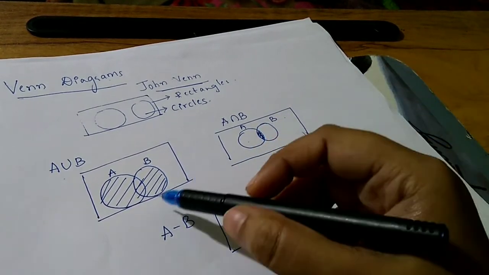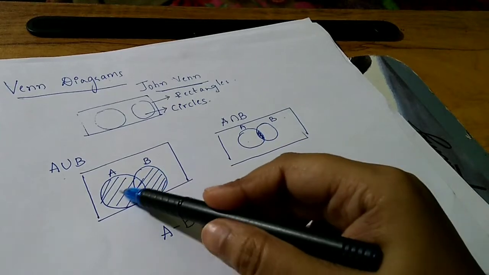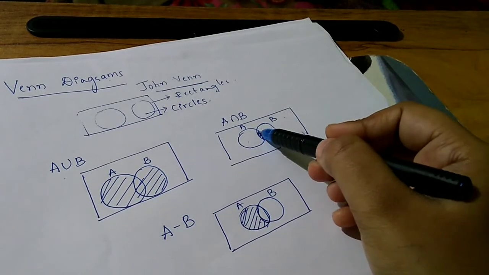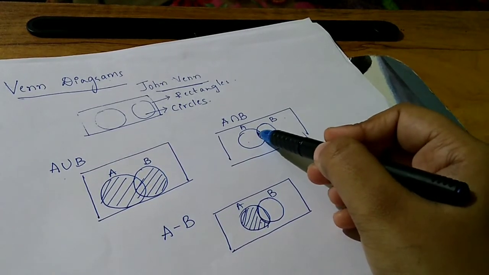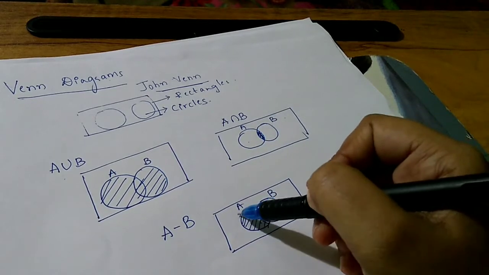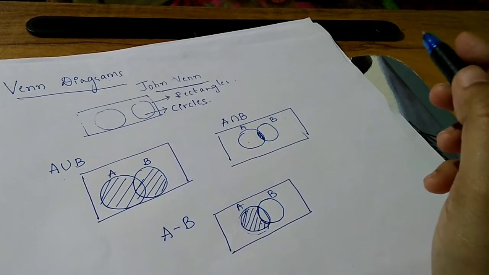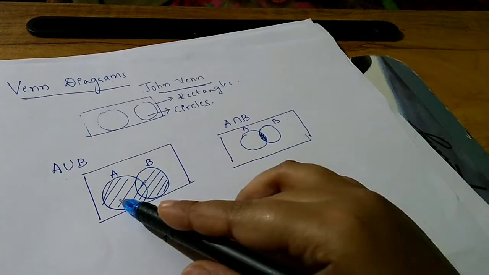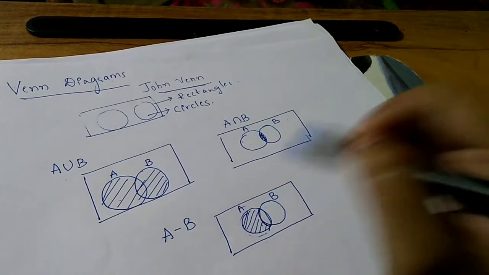Is it clear? So A union B means the whole thing you are going to shade. A intersection B means only the common region you are going to shade. A minus B means only the A part you have to shade. So this is all regarding A union B.